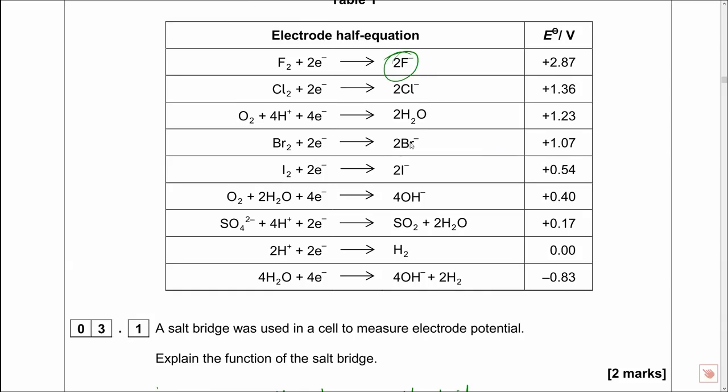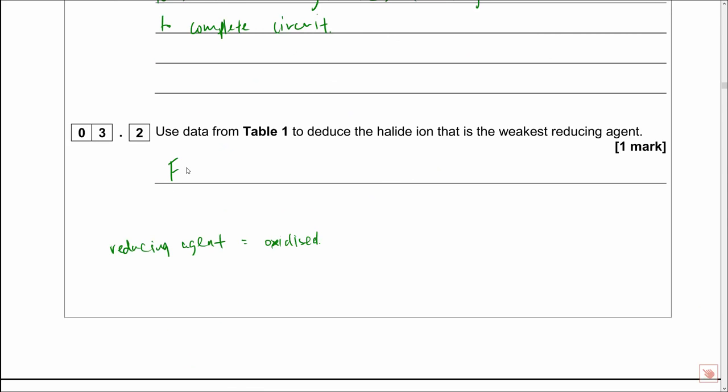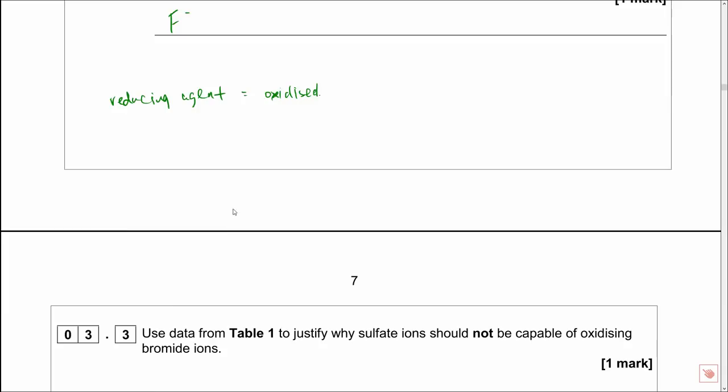What I would have preferred would be to give the name of the species, and actually I like the idea that in this question you're having to work out if it's the F2 or the F minus. They've said it's got to be a halide ion, so the answer is quite simply F minus there. They've actually given that away. People might miss that, I suppose.